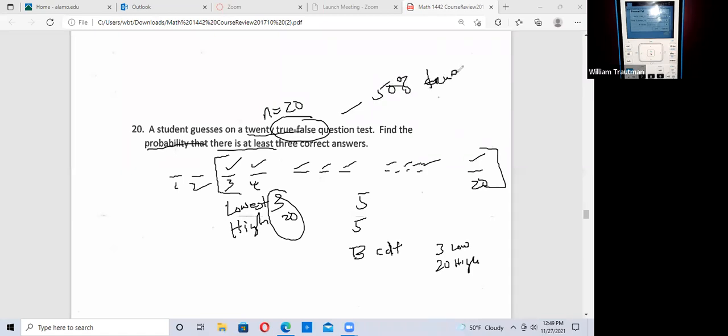50% true, 50% false, right? 2 questions, 50-50. So let's put this into our calculator. At least 3 of 20 questions. Let's see if I can remember all this on my calculator.